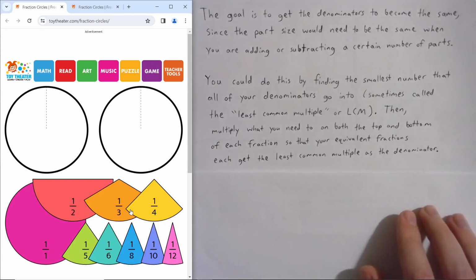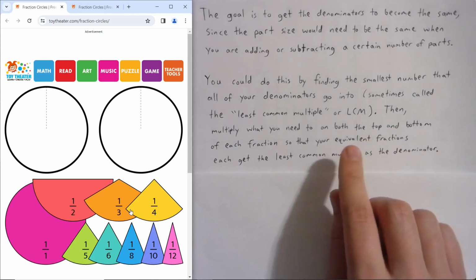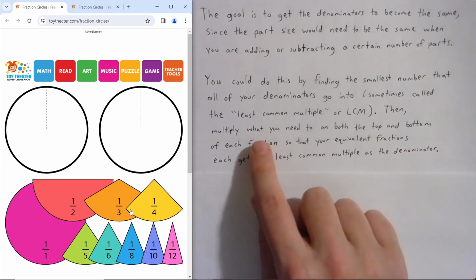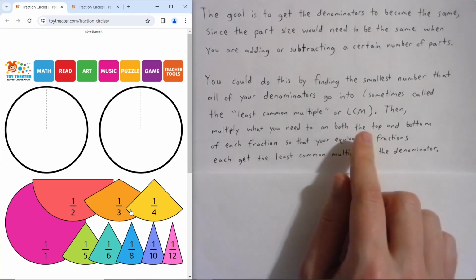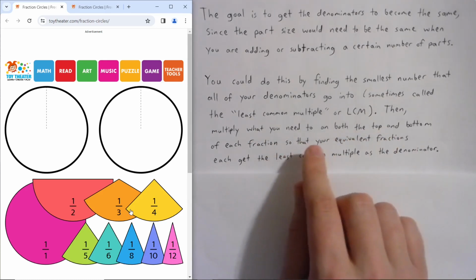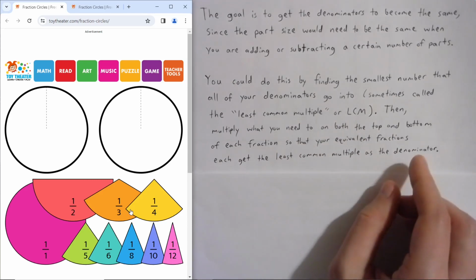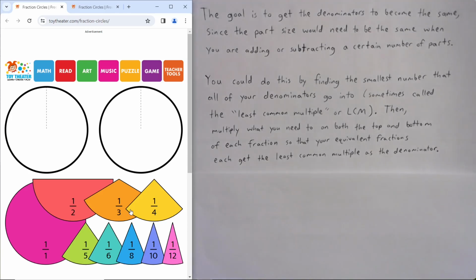Then after you've found what they both go into, known as the least common multiple, if it's the smallest number that they both go into, then you multiply whatever you need to on both the top and bottom of each fraction so that your equivalent fractions each get the least common multiple as the new denominator. And I will show you what all of this looks like. So if you need to, you can always freeze the video or rewind it or slow me down in terms of speaking. But what I'm going through will be presented soon.